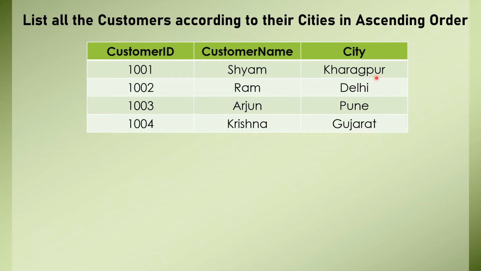So it is clear, right? So what is the query? That similar query, right? Select star from customer, order by city. Means we need to sort all the rows from customer table, order by city. Means we will take city column into consideration. And we haven't added any more keyword, right? So it will sort this by default in ascending order only.